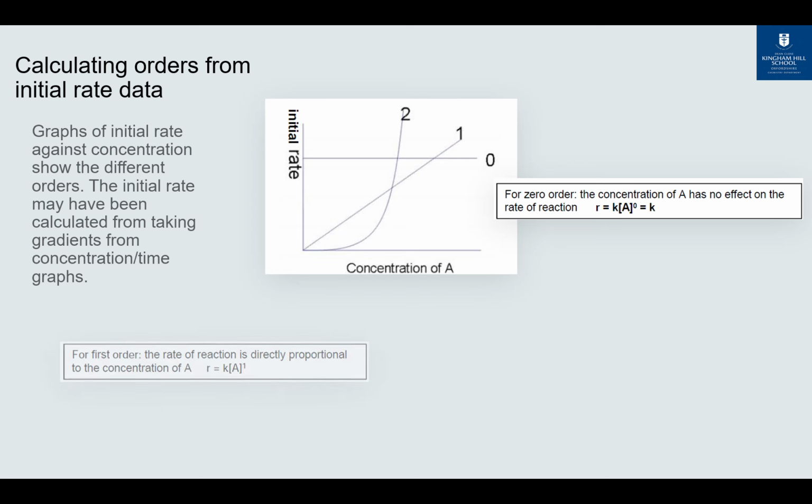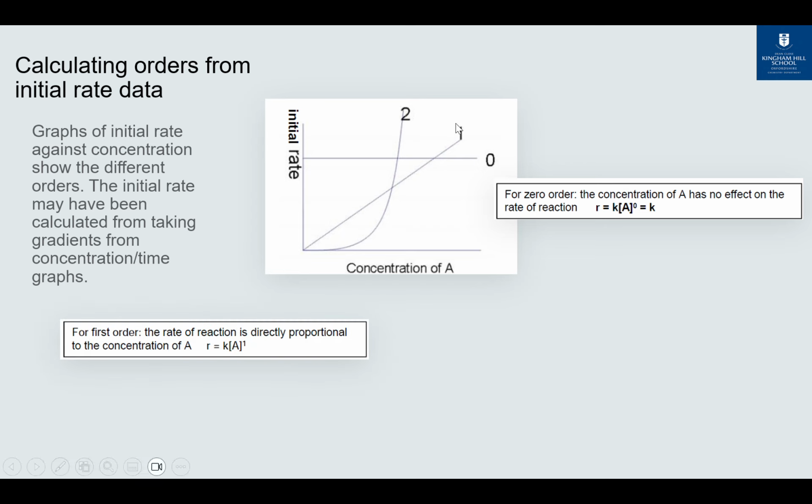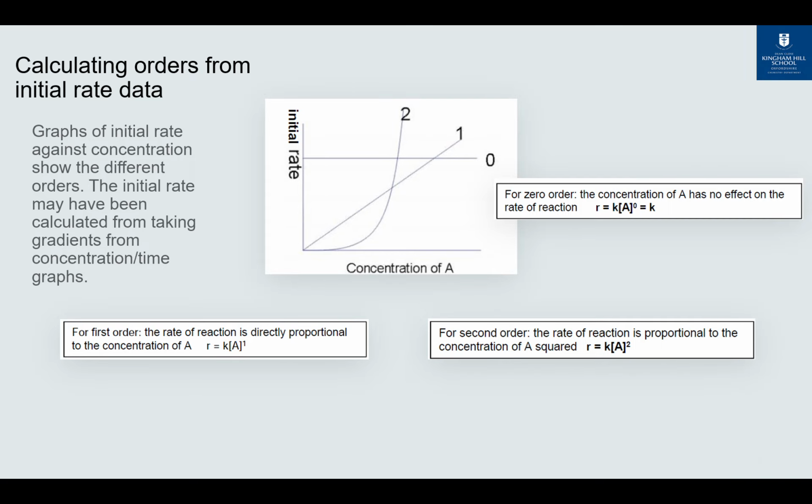So that is the zero order reaction. And for the first order reaction, which is a straight line over here, we can say it is directly proportional. One thing increases, the second thing increases, or vice versa. And the third one we can see is the second order reaction, where the rate is proportional to the concentration of A squared. So that's some of the representation we have got here.